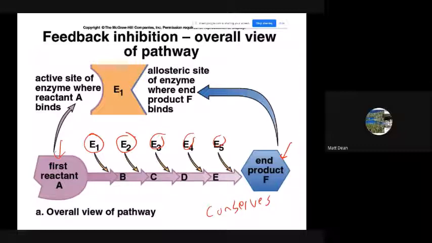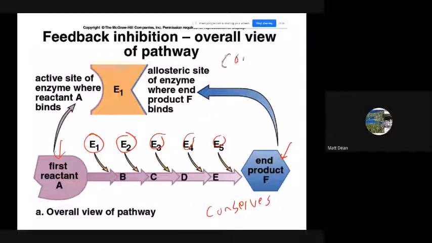C is the substrate for enzyme three. Enzyme 3 catalyzes a reaction that converts it to substance D. D is the substrate for enzyme 4, which catalyzes a reaction and converts it to substance E. And substance E is a substrate for enzyme 5, which converts it into substance F, which is our product, what we're looking for. So this reaction starts up, the whole metabolic pathway happens, and we start making product F.